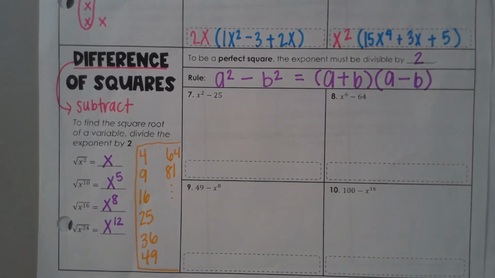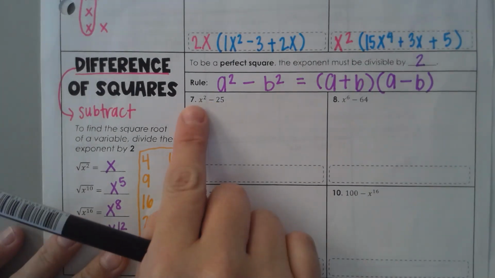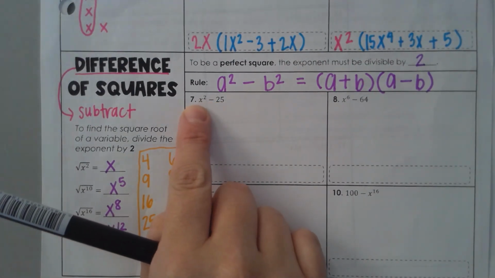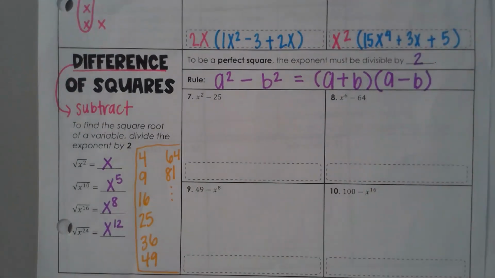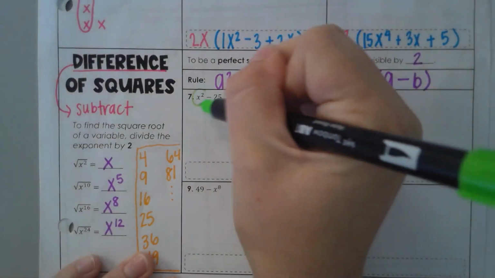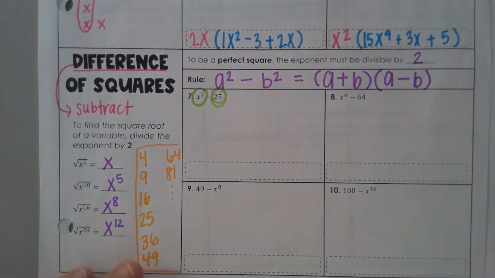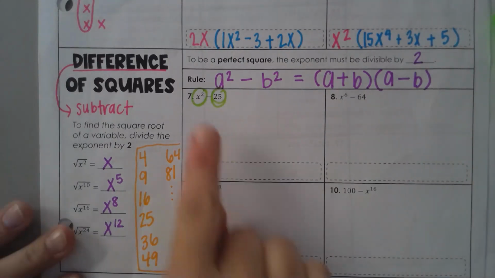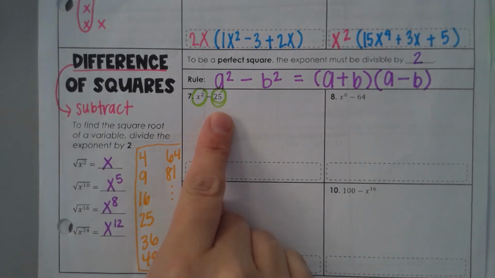So in question number 7, I have a difference because it's subtraction. And then x squared is a perfect square. Is 25 a perfect square? Yes, it's a perfect square. So we have a difference of 2 squares. So this right here, that's like my a squared. That's like my b squared. And what I'm going to do is take the square root of each of those. And that's going to become my a and my b.